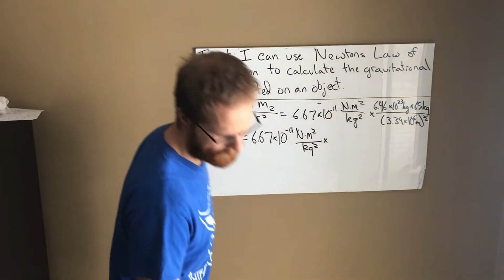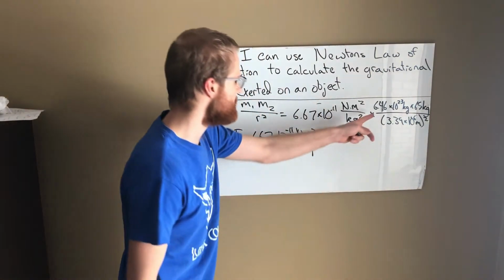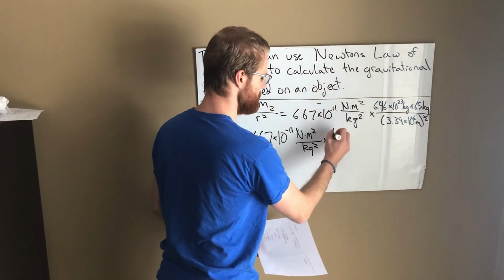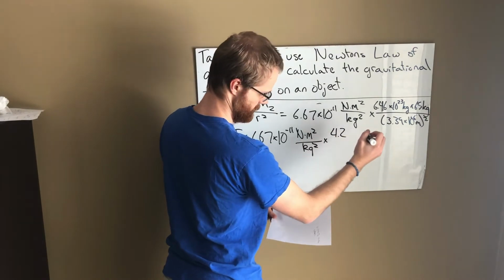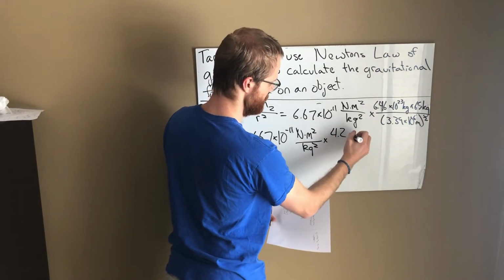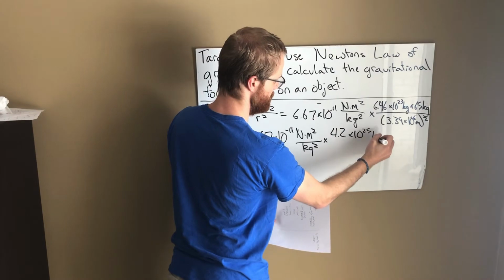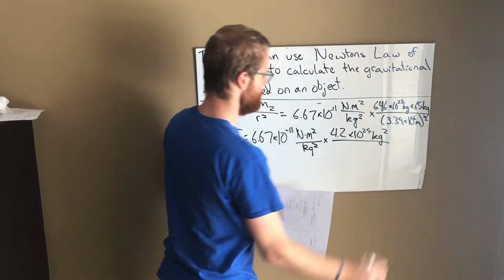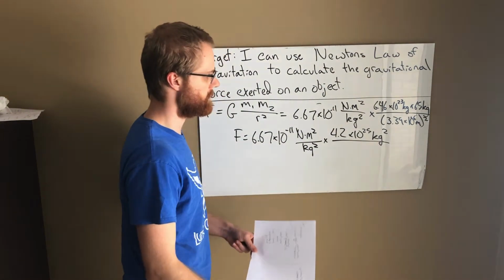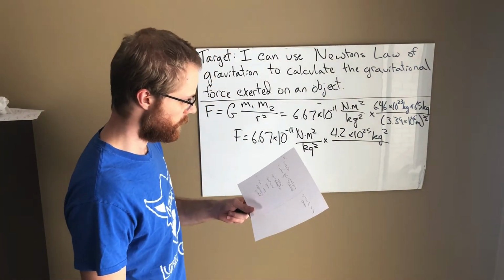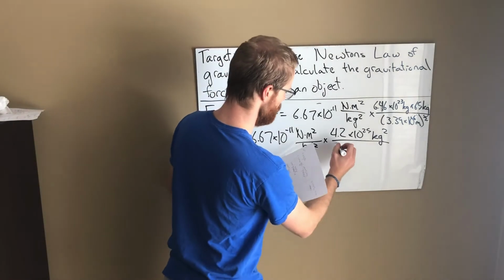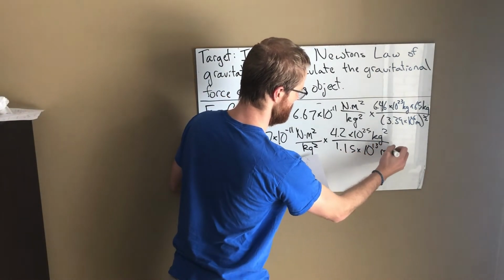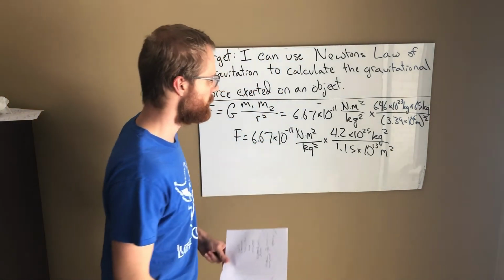We could do the top. That should be fine. So if I take 6.46 times 10 to the 23 times 65, that's going to be 4.2 times 10 to the 25th kilograms squared. And we're going to divide that by 3.39 times 10 to the 6th meters squared, which should come out to be 1.15 times 10 to the 13th meters squared.